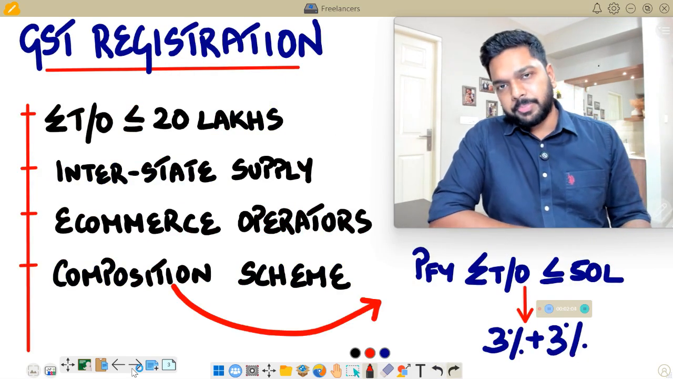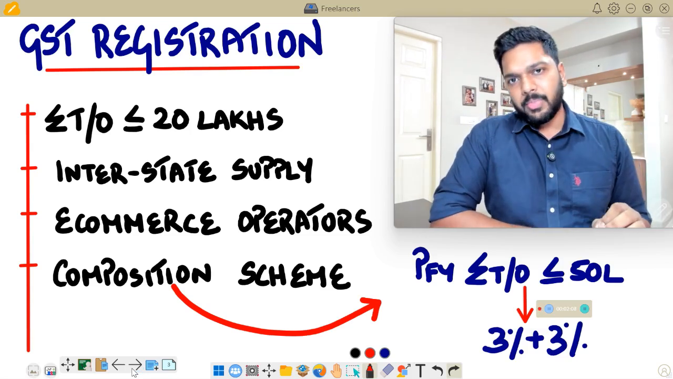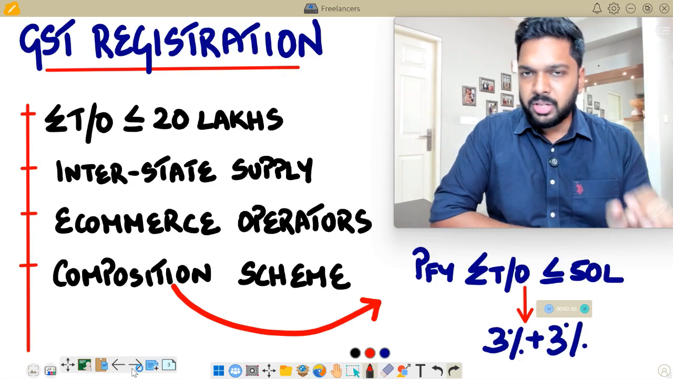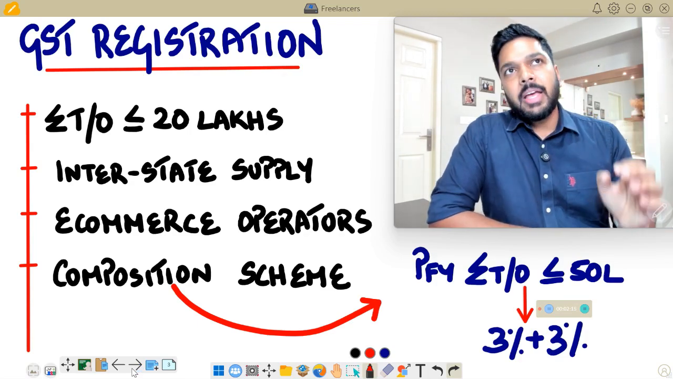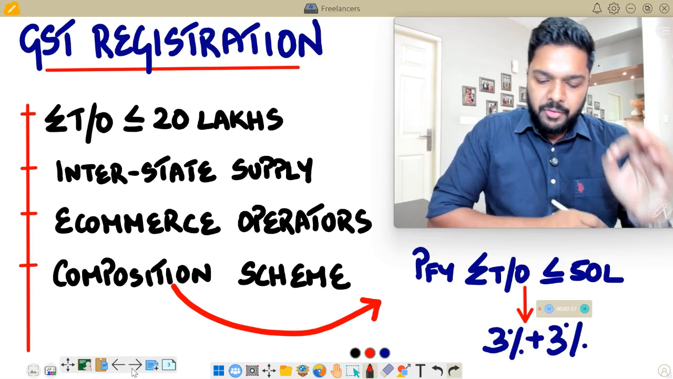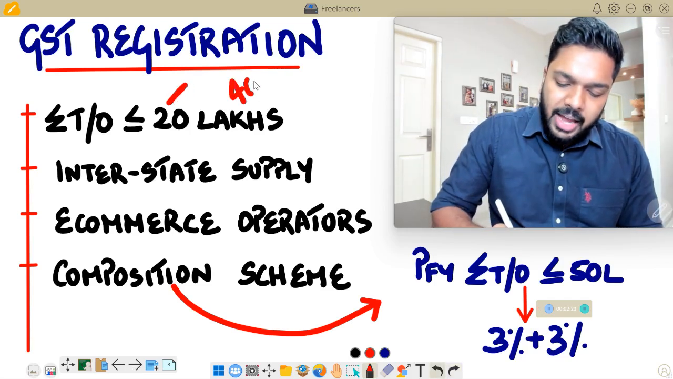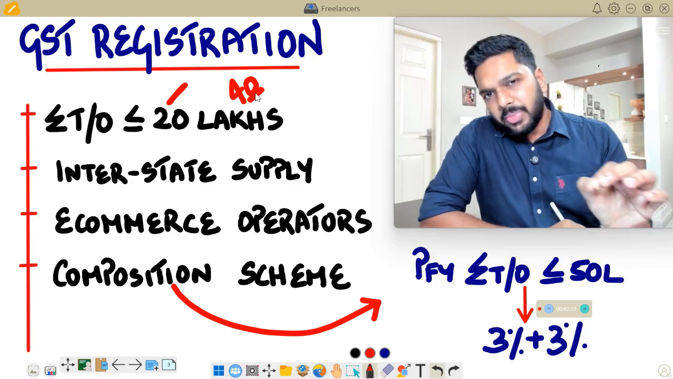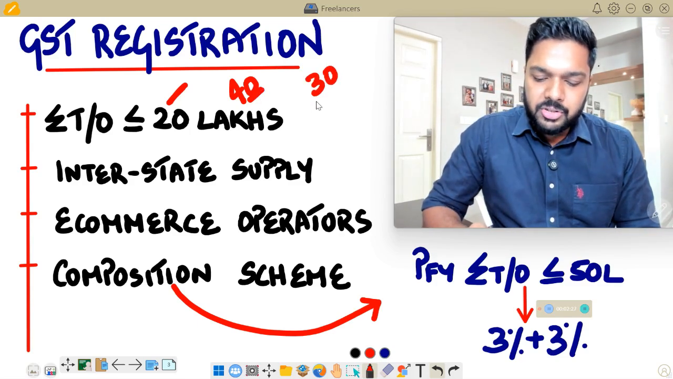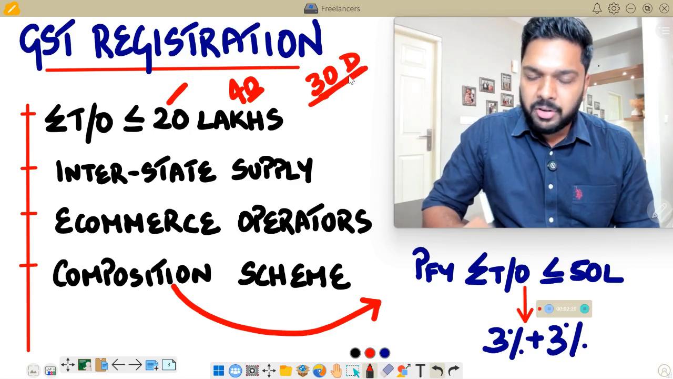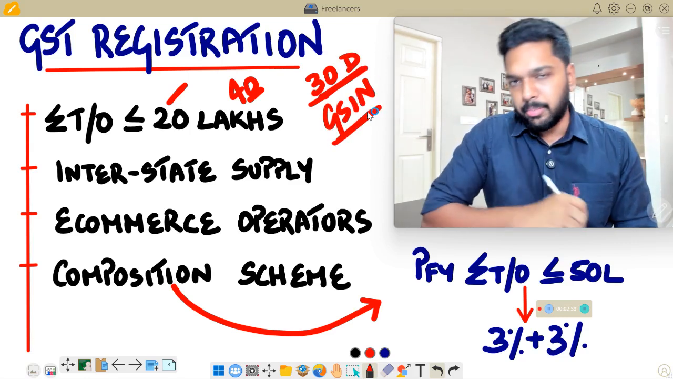Coming to registration. Well, under this segment, the basic criteria for turnover threshold is 20 lakhs and 40 lakhs, which basically means that at any point in time, if your aggregate turnover is exceeding 20 lakhs for services and 40 lakhs for goods, then within 30 days of you becoming liable, you need to apply for a GST registration. So within 30 days, apply for a GST registration and get a GST identification number or a GST number.